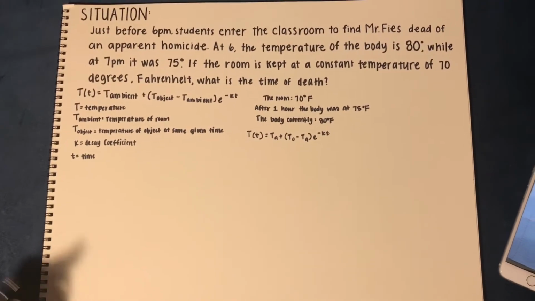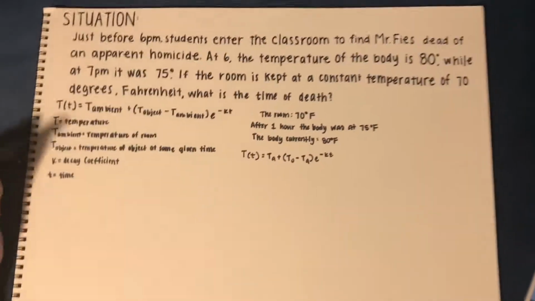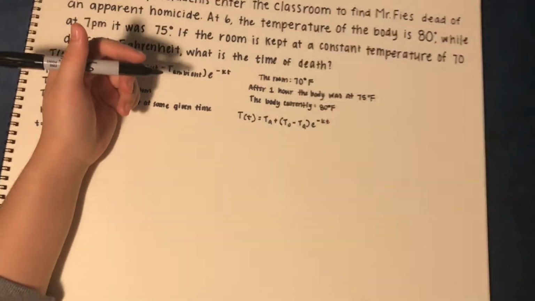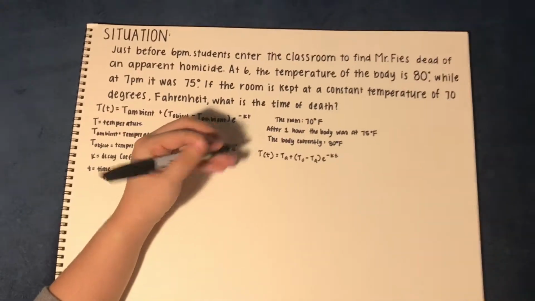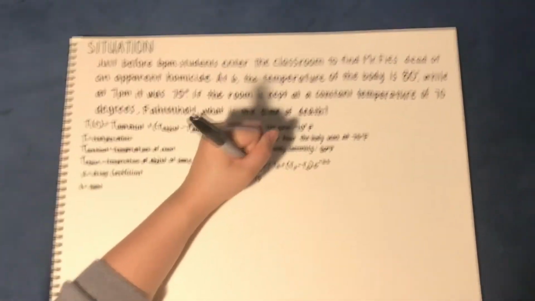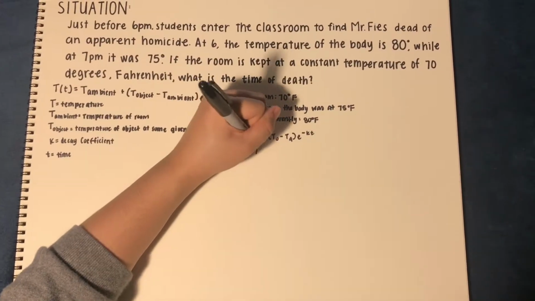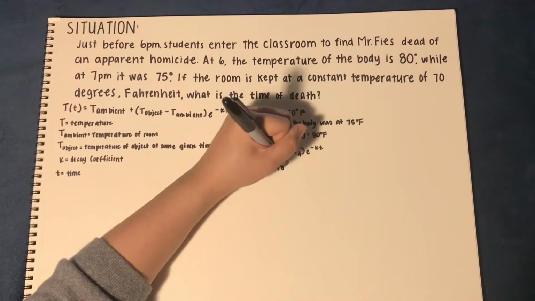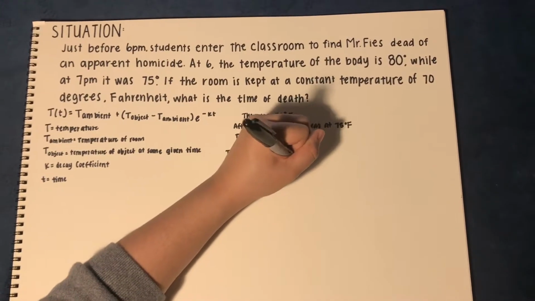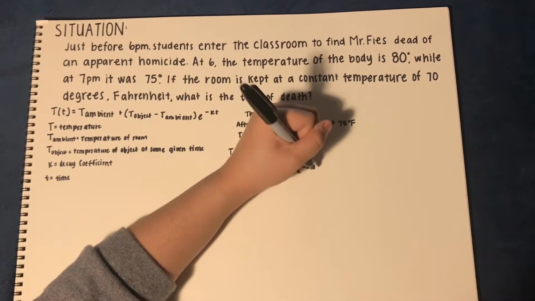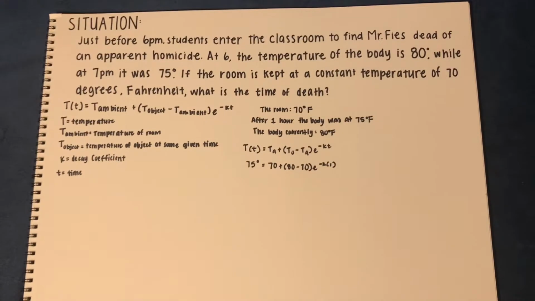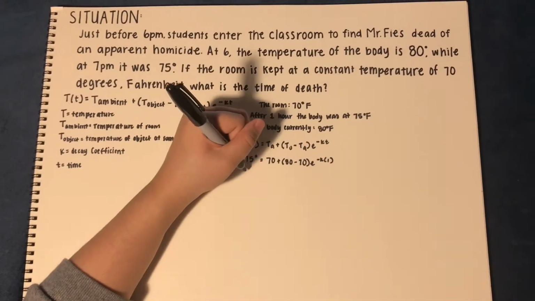Okay. So for the first step, we plug it in to determine the value of K. In order to determine the value of K, we just plug everything in first. So this would be 75 degrees equals 70 plus (80 minus 70) e^(K·1). Okay? Then we continue to solve it.